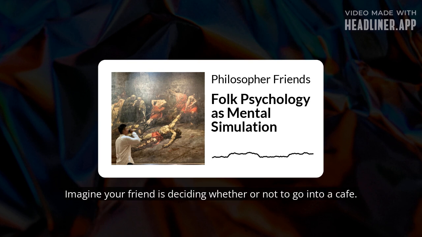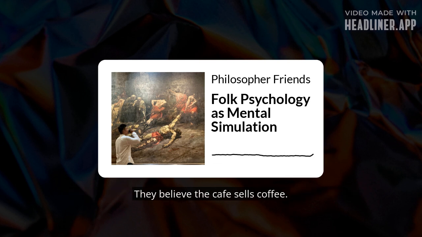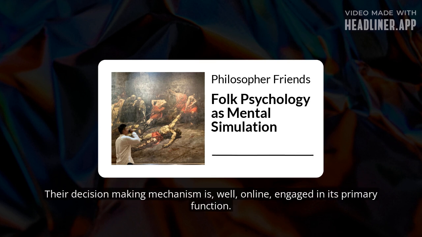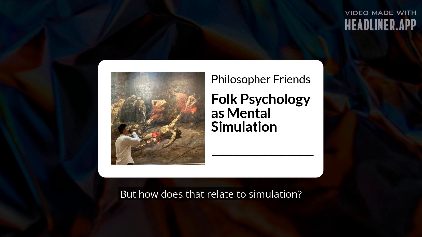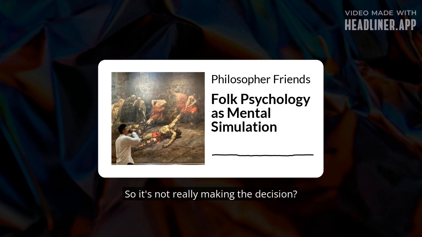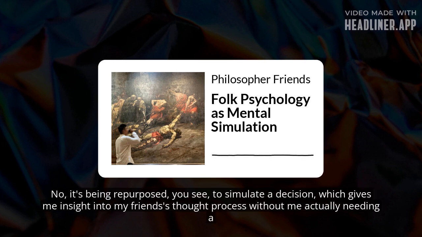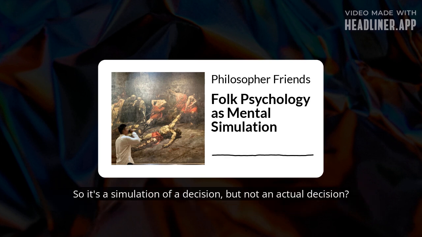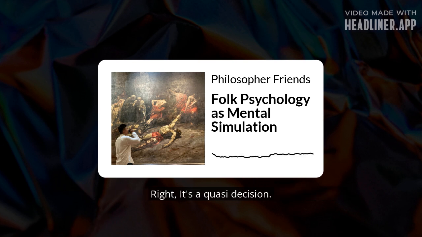Okay, give me an example. Imagine your friend is deciding whether or not to go into a cafe. Sounds familiar. They want coffee, they believe the cafe sells coffee, and this leads to the decision to go in. Their decision-making mechanism is online, engaged in its primary function. Makes sense. But how does that relate to simulation? Well, if I'm imagining making that decision, even if I don't actually want a coffee right now, my decision-making mechanism is, let's say, offline. So it's not really making the decision. No, it's being repurposed to simulate a decision, which gives me insight into my friend's thought process without me actually needing a coffee. So it's a simulation of a decision, but not an actual decision. Right, it's a quasi-decision. Okay, that makes sense. This helps us understand the real thing.